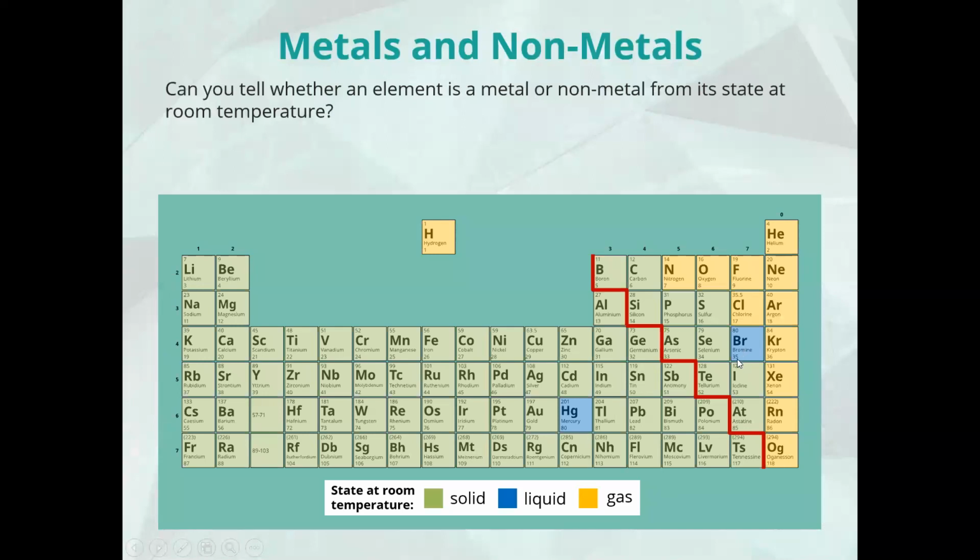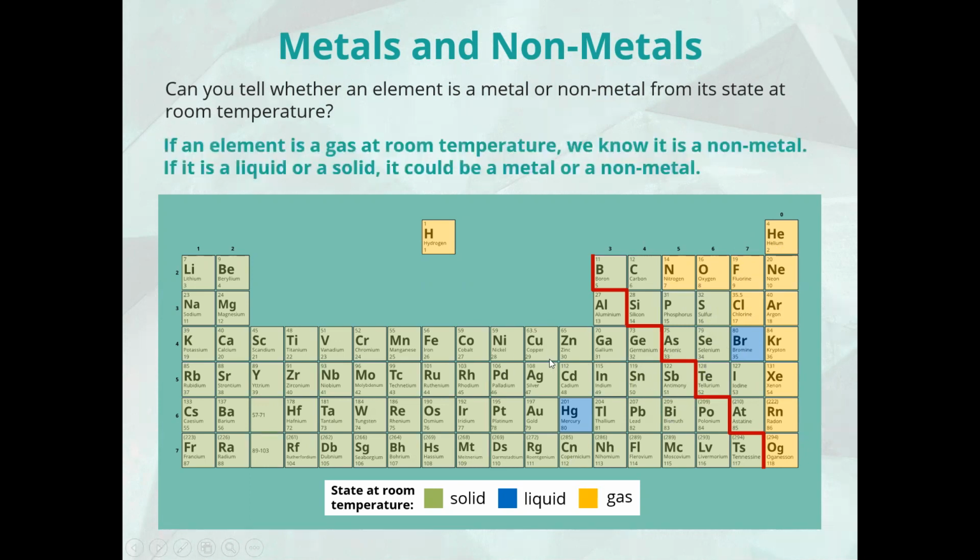All right, so can you tell whether an element is a metal or nonmetal from its state at room temperature? You know that if it is a gas, it has to be a nonmetal, because the metals over here don't include any gases. So if it's a gas, it is a nonmetal, and if it's a solid or a liquid, it can either be a metal or a nonmetal, where you have your bromine and your mercury being liquid at room temperature.